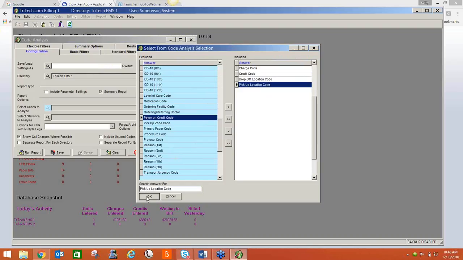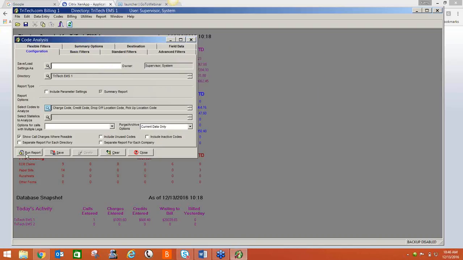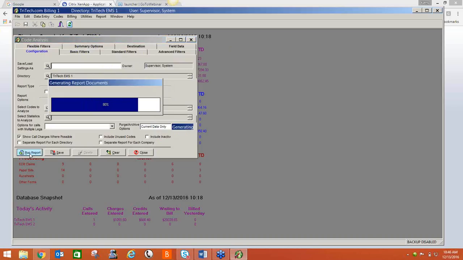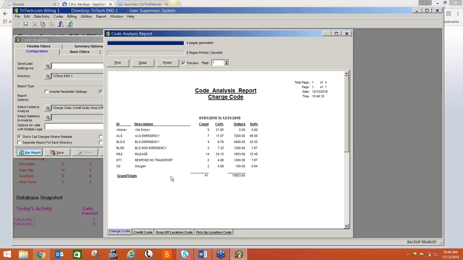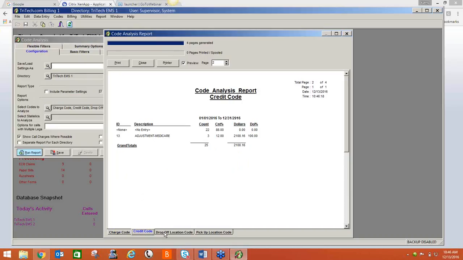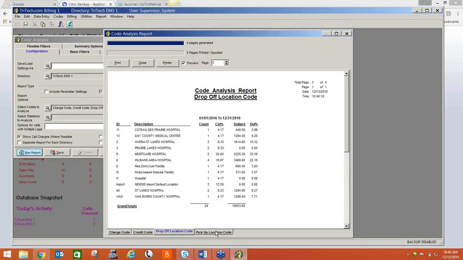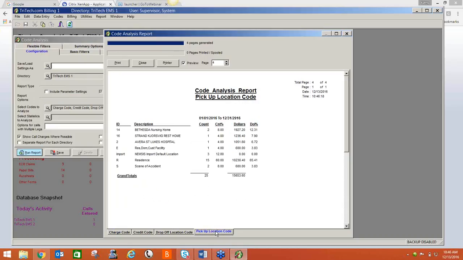So the Coda Analysis report allows us to choose multiple codes to analyze. And when we run this report, what we will get then is an analysis of the charges we used, the credits that were posted, our drop-off locations, and our pickup locations. Now you could use this also on any of the other codes you did see in that list, such as your staff members, to get a quick snapshot of how many calls your staff members went on, or maybe the most popular ambulance or unit if you're getting ready to replace one. So again, very quickly, we can use the Coda Analysis report and it can show us a lot of different information.